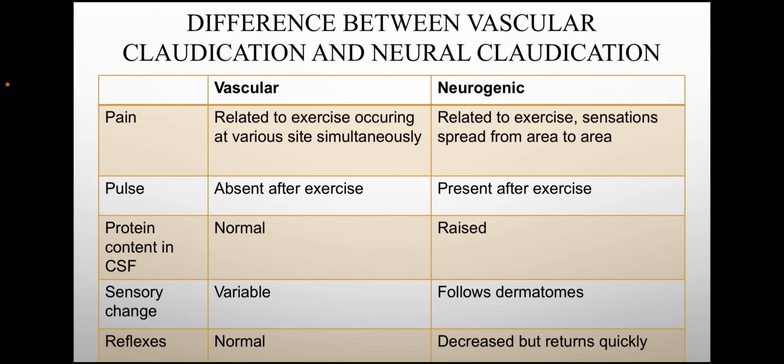In vascular claudication, the protein content in CSF is normal, and in neurogenic claudication, protein content in CSF is raised. In vascular claudication, the sensory changes are variable. In neurogenic claudication, it follows the dermatomal pattern. What is a dermatome? It is a skin area which is supplied by a single spinal nerve root. In vascular claudication reflexes are normal, but in neurogenic, reflexes may be absent or decreased.